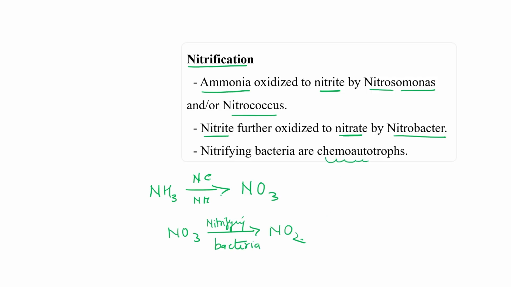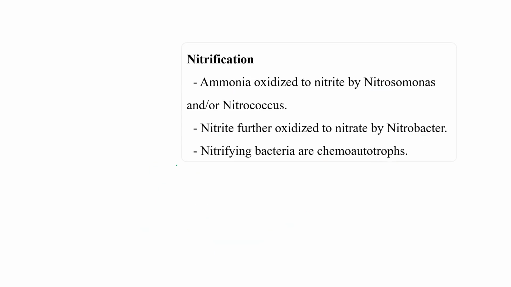Like chemoautotrophs. These two processes are known as nitrification. Clear? Ammonia to nitrite and then nitrite to nitrate by various bacteria like Nitrosomonas and Nitrobacter. Right? Okay. This is known as nitrification. So there are three terms: nitrogen fixation, ammonification and nitrification. All these three are totally different.